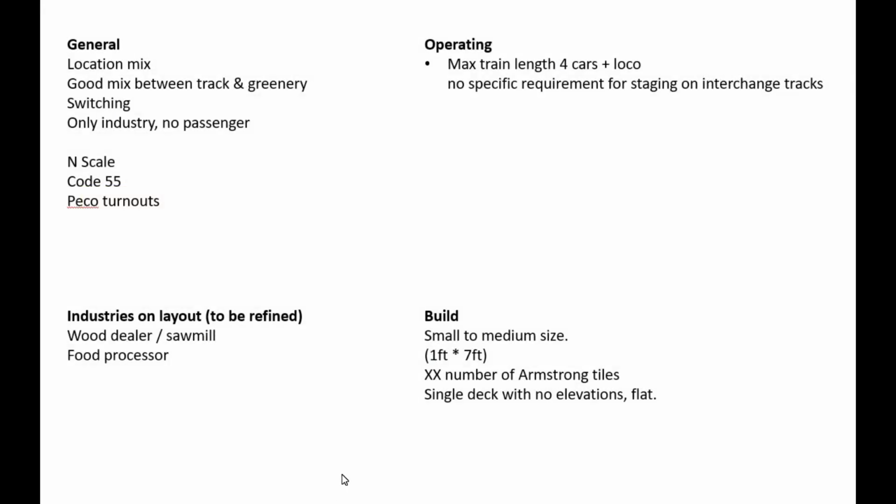So this is a layout I made for a client of mine. It's on a 1 by 7 foot shelf. Let's just go through the specs because you need a plan. So also at home, first make a plan. It's switching only, industry, and scale. You wanted to use code 55 PECO turnouts. You wanted a wood dealer and a sawmill and a food processor on the layout. And the maximum train length would be 4 cars plus a locomotive.